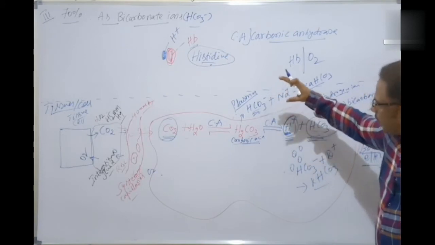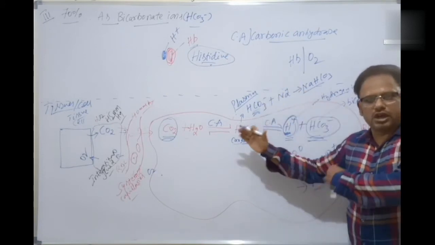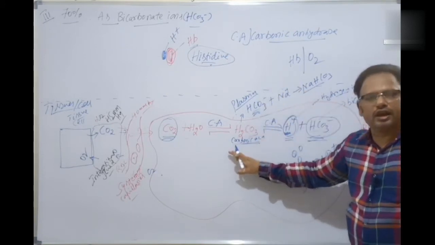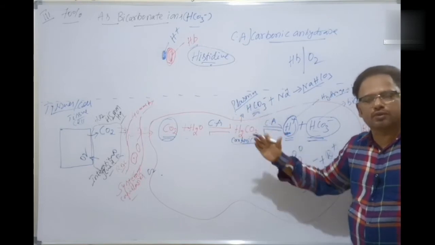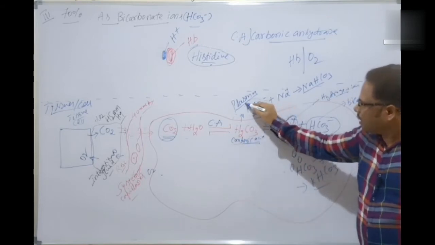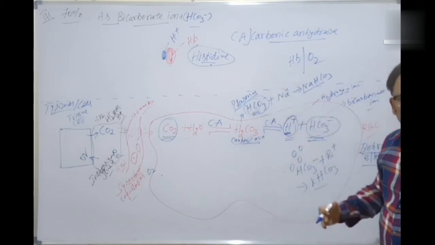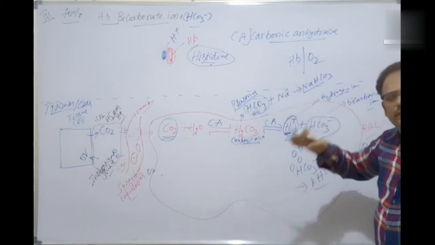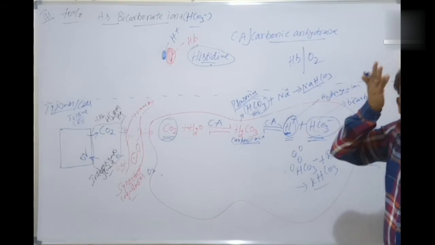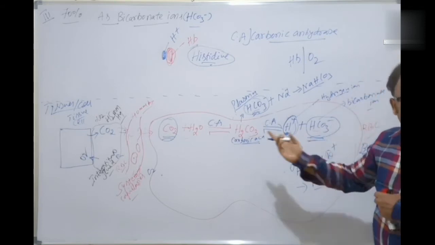Because negative ions are disturbed here, the equilibrium, the salt balance, the electrolyte balance is disturbed. Why is it disturbed? Because some of the bicarbonate ions, negative ions, are moving outside the RBC. Only a few are left inside the RBC. It disturbs the ionic balance, the electrolyte balance here.